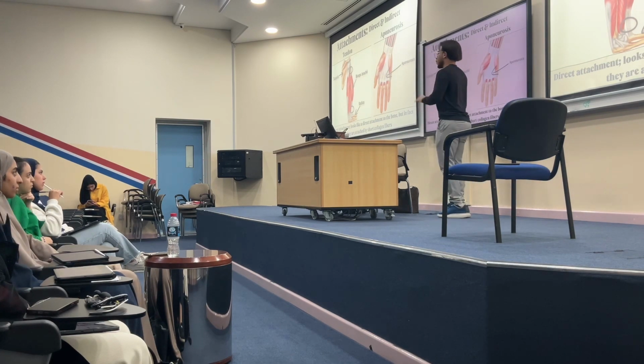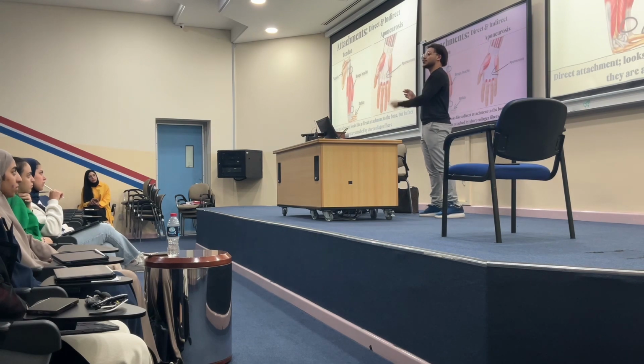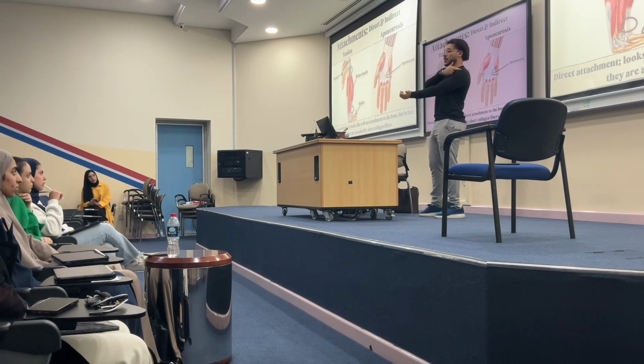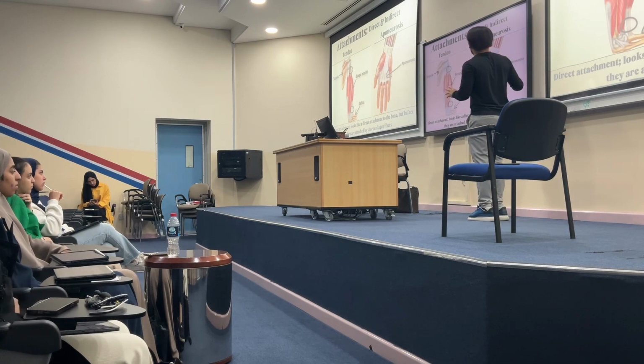So the indirect uses a tendon and an aponeurosis, where I actually have an origin and an insertion. Origin barely moves, it's very important. I think this is what came in the exam last year, to know that the origin barely moves and the insertion moves. The insertion pulls to the origin. Yeah, that's it.